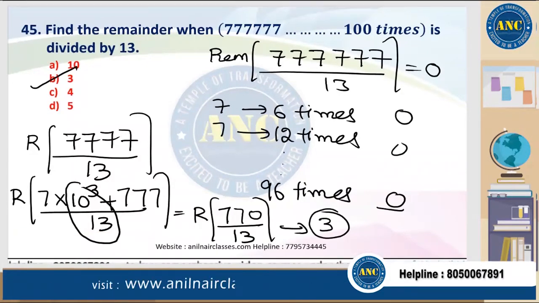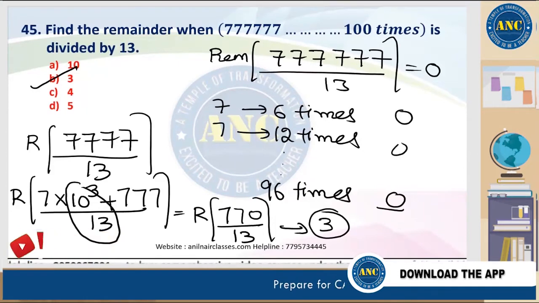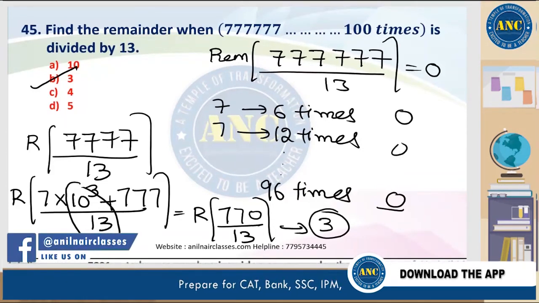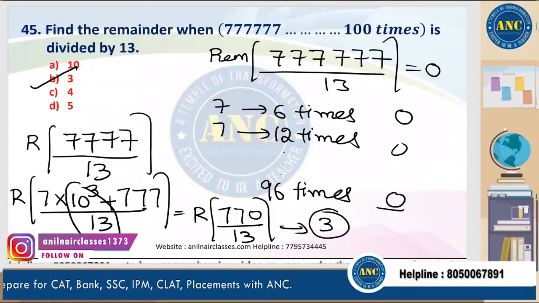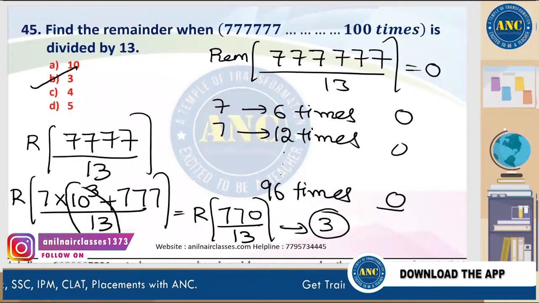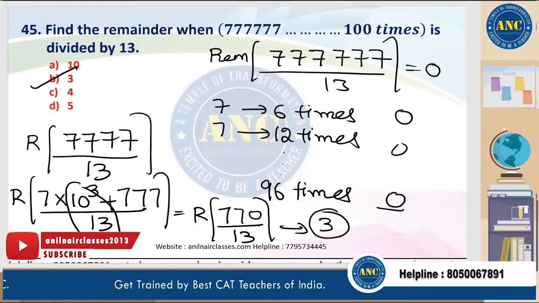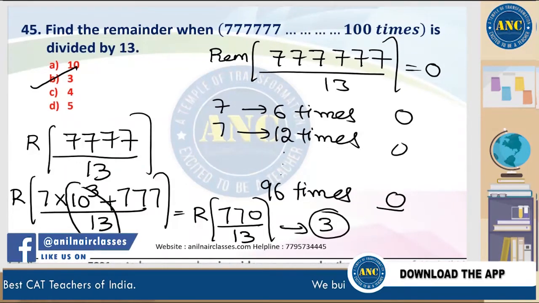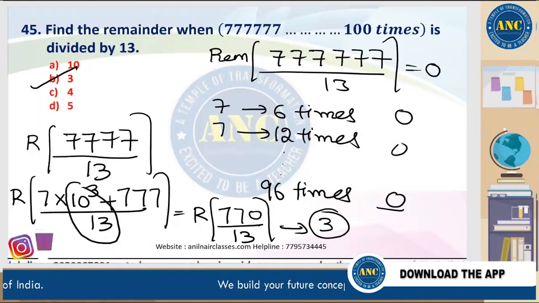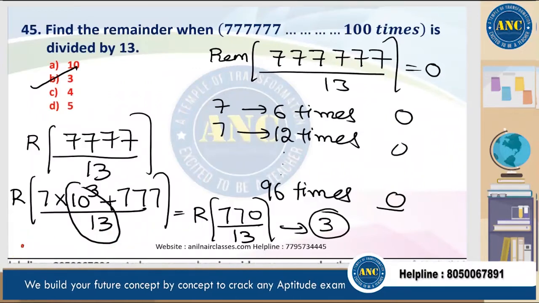Any 3-digit number written even number of times is always divisible by 13. Any single non-zero digit written in groups of 6 is always divisible by 13. It is nothing but a 3-digit number written an even number of times. I hope the idea is clear. Very good question.